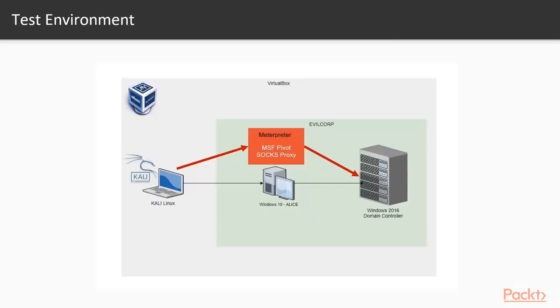All right. This was all about pivoting, and as you can see, we could make the connection from the Kali machine to the Windows 2016 machine, which was not possible before. So we learned how to use the Metasploit autoroute module to connect to the backend network, and also how to use other tools through the SOCKS proxy using the Metasploit SOCKS module.